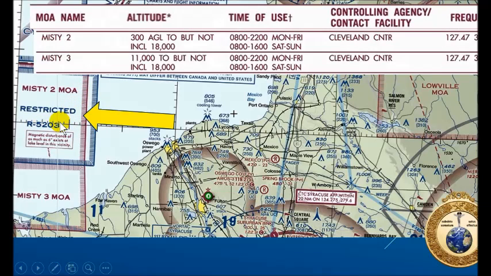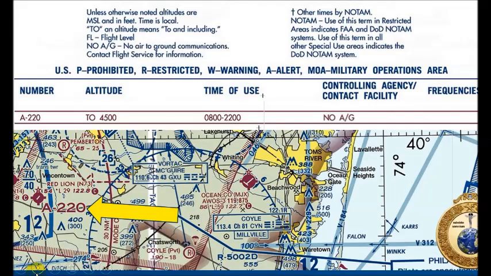But you know what? I would probably talk to flight service, or you could talk to Cleveland Center as you're flying through, and just see what's going on in the MISTI 2 MOA, or the MISTI 3 MOA. If I had to fly through here, you could talk to Cleveland Center on 127.47. So there's a wealth of information on your sectional chart to keep you out of trouble.